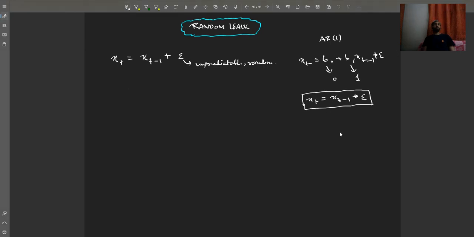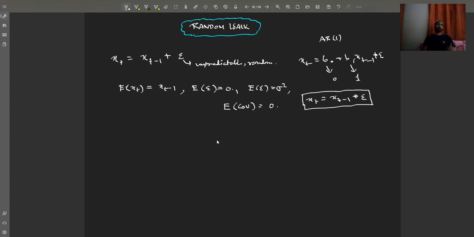Here the expected value of xt is equal to xt minus 1, right, friends? Why? Because the expected value of the error can be nothing but 0. Why? I'll tell you in a while. And the expected value of the variance is equal to sigma square. Similarly, the expected value of the covariance is equal to 0.